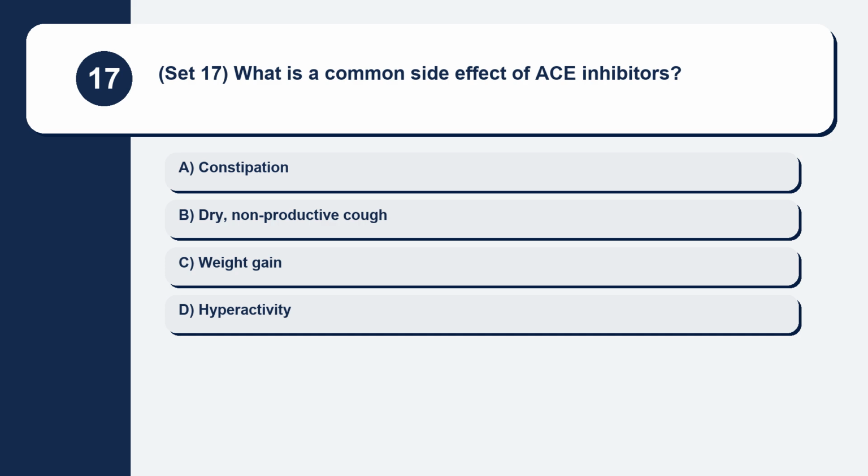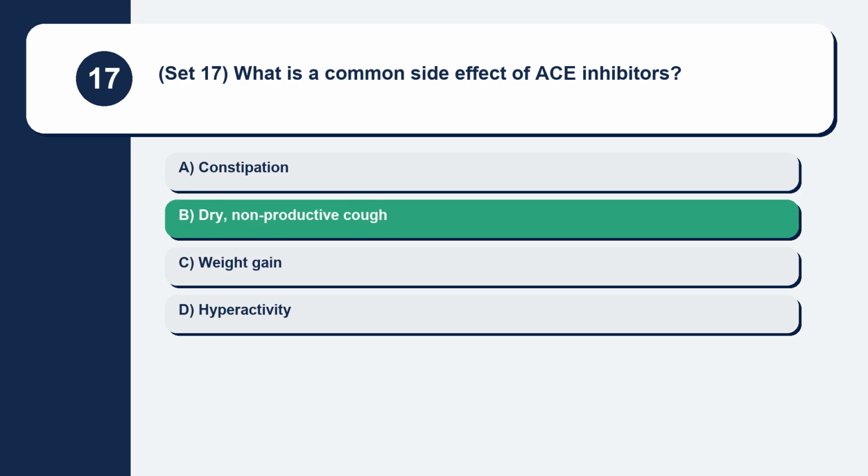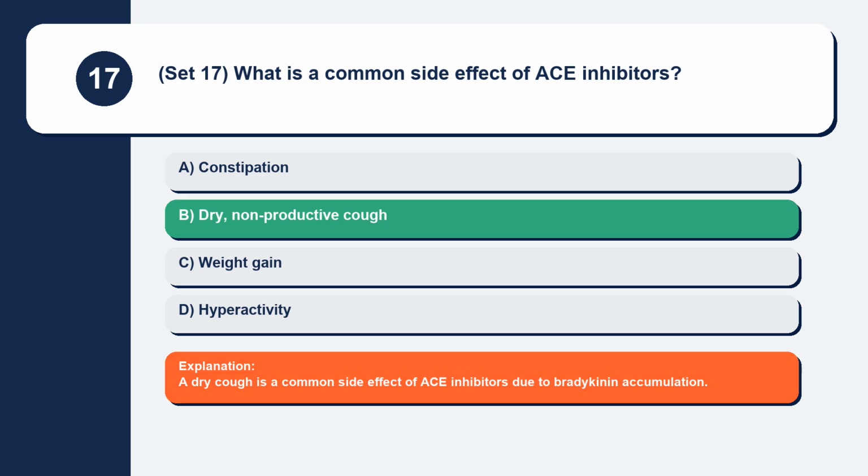Question 17. Set 17. What is a common side effect of ACE inhibitors? Constipation, dry, non-productive cough, weight gain, hyperactivity. A dry cough is a common side effect of ACE inhibitors due to bradykinin accumulation.